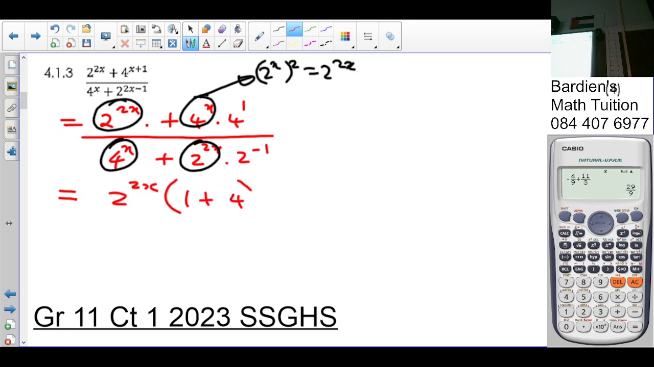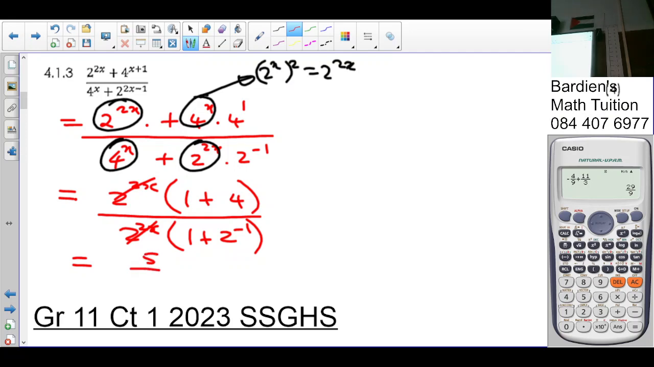I'm left with 1 plus 4 over 2 to the 2x, so I could have written 4 to the x is the same thing. 1 plus 2 to the minus 1. Of course, that cancels. 1 plus 4 is 5 over 1 and a half, which is 3 over 2, which is going to be 10 over 3. 10 over 3, correct?